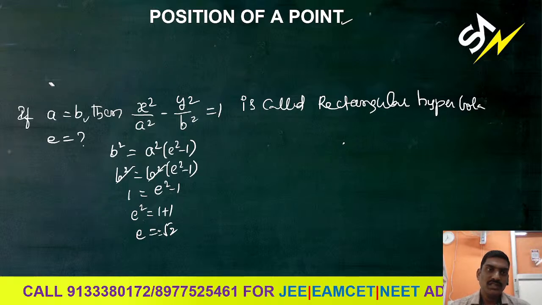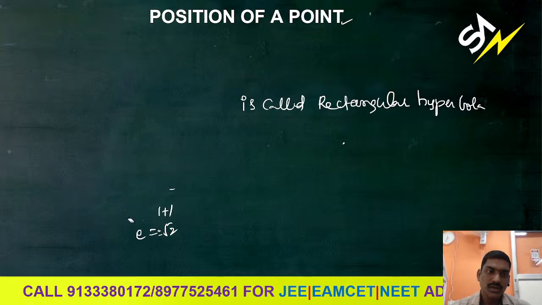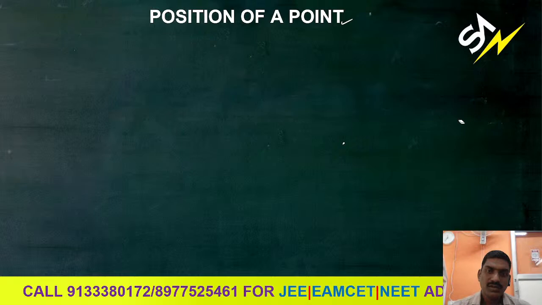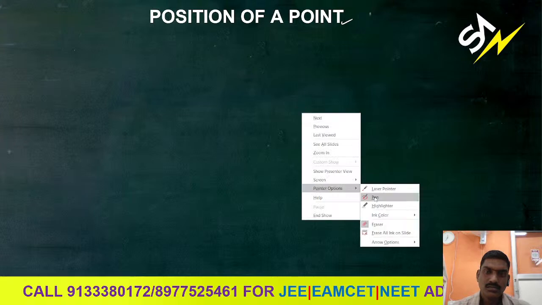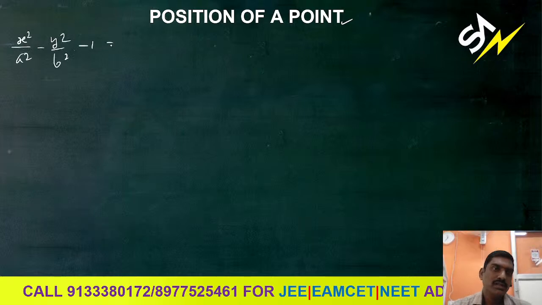Now let us see the position of a point with respect to this hyperbola. Already we know the standard form of the hyperbola is x square over a square minus y square over b square equals 1. Let us write the notation S, where S is x square over a square minus y square over b square minus 1 equals 0. This is S. So let us take a point P of x1 comma y1.